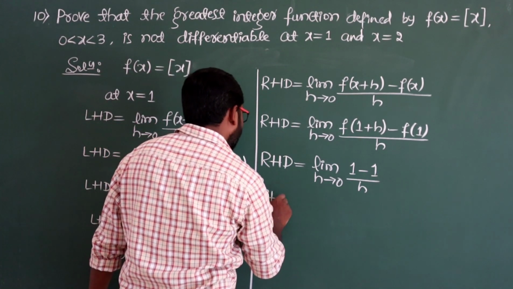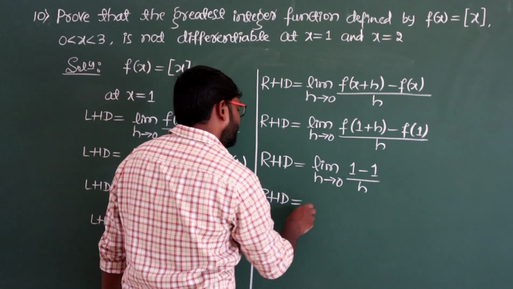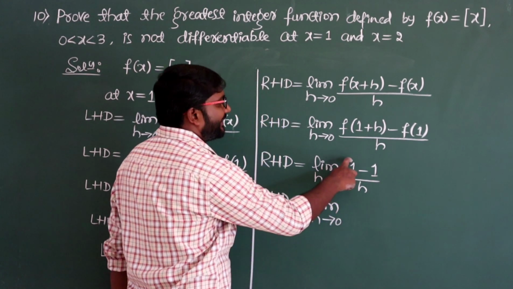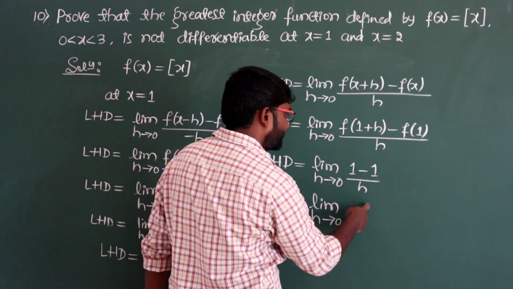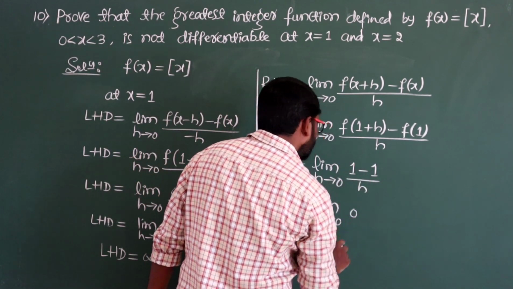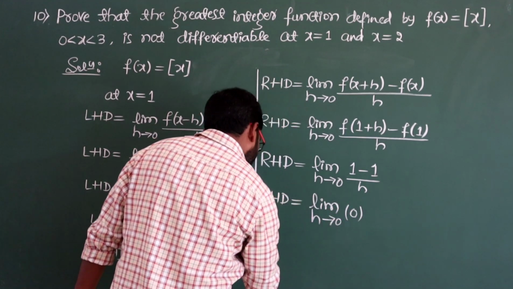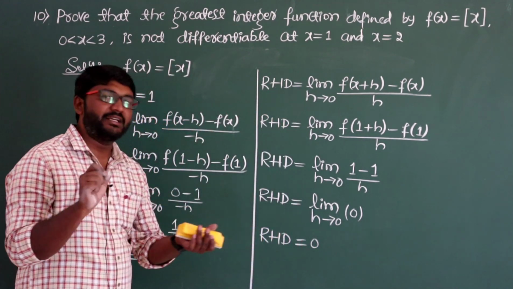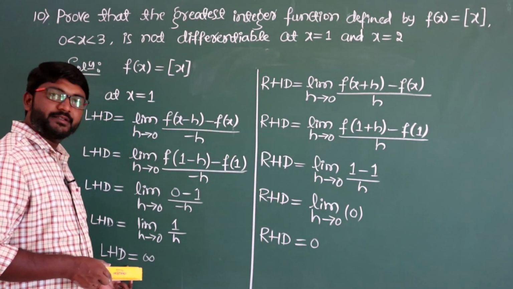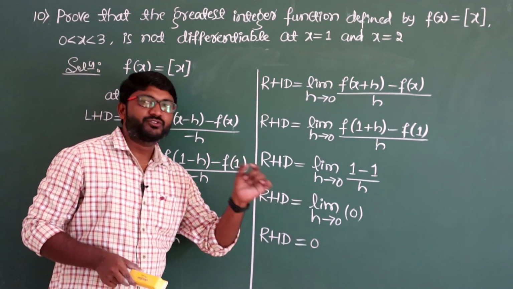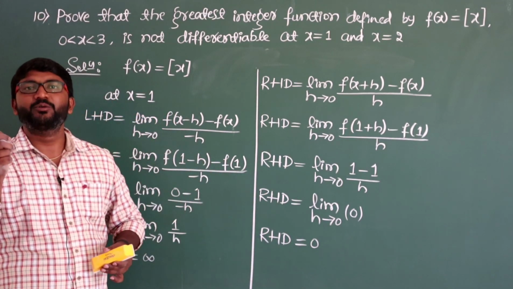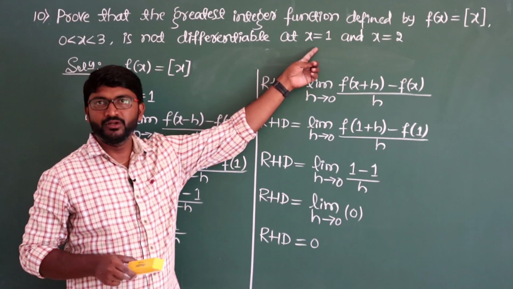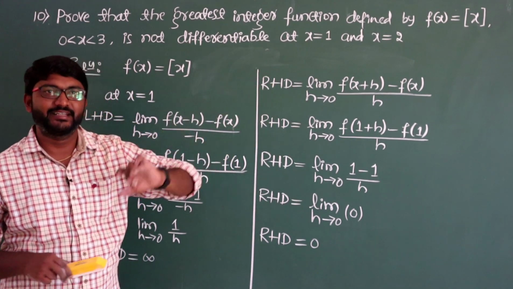Now simplify the numerator. The right hand derivative is the limit as h tends to 0 of 1 minus 1, which is 0, so 0 by h is 0. So the overall answer is 0. The right hand derivative is 0. Now check the LHD and RHD. LHD is infinity, whereas RHD is 0. So in this case the left hand derivative is not equal to the right hand derivative. This clearly shows that the function is not differentiable at x equal to 1. That conclusion we will have to write at the end.